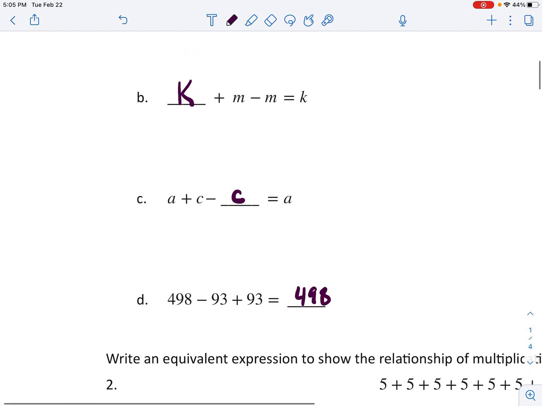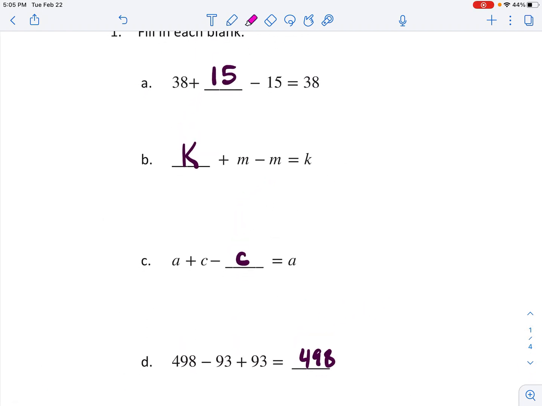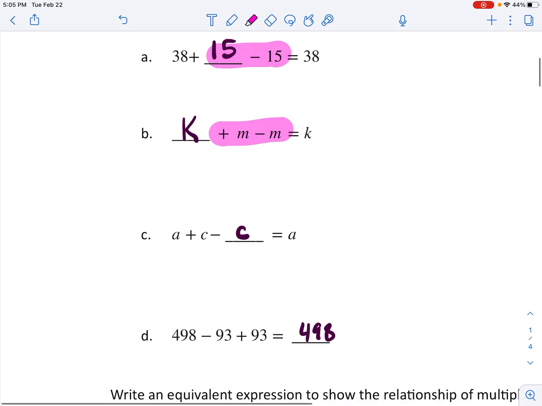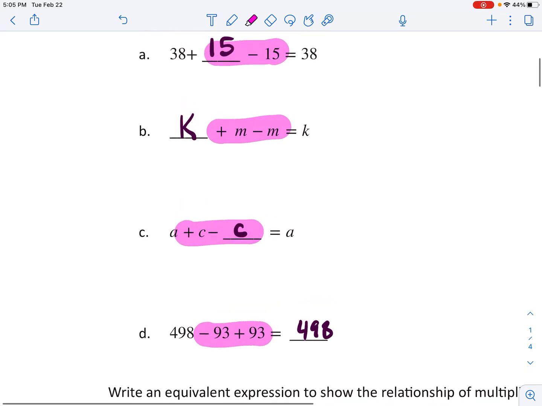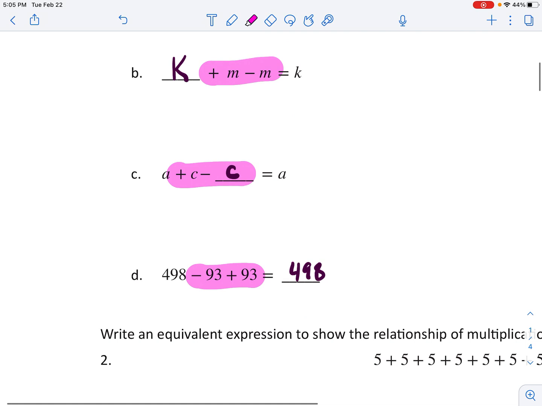Remember, the relationship here pretty much is that everything that happens in the middle, we add and then we take away. We add and subtract, or subtract and add. Whatever happens in the middle pretty much cancels out, so we end up with that original number.